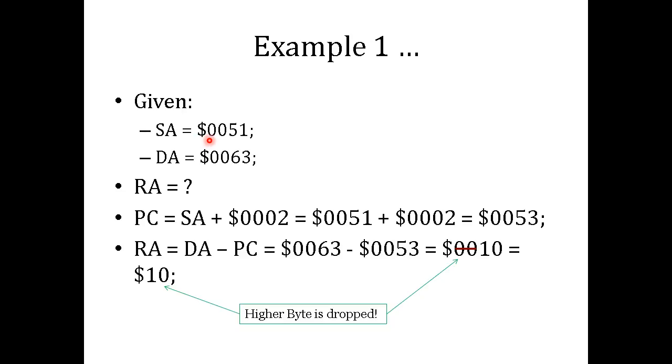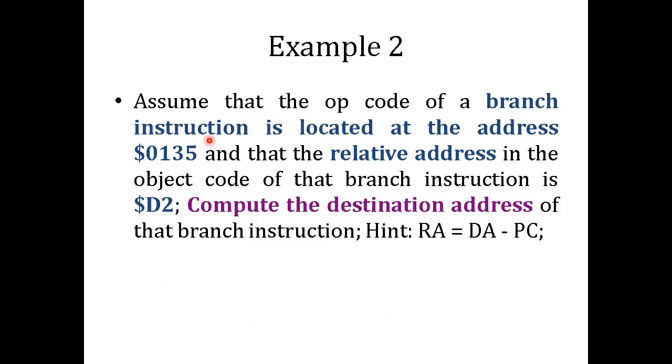Let me show you another example, because we pretty much have a similar example, okay? Now, in this example, think about what we are given. A branch instruction is located at this address. That means this is your source address. Remember, we just need 2 pieces of information: source and destination, or source and relative address. And we find the third one, right?